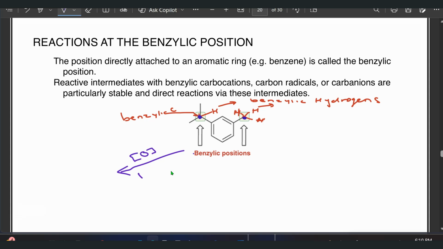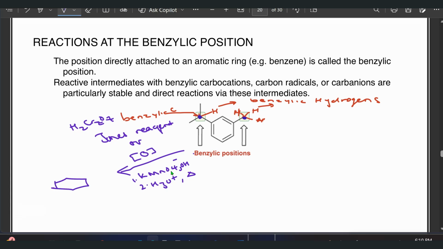And oxidation reagents can be potassium permanganate. I believe we usually do OH minus. I'll see what reagents you're given. Or even Jones. Remember Jones? The H2Cr2O7. These two can oxidize your benzylic carbon to carboxylic acid for sure.